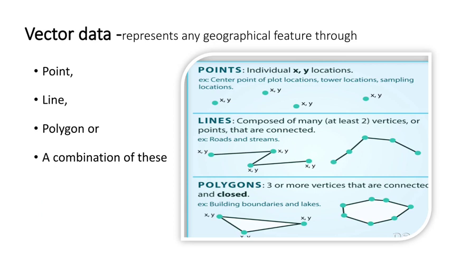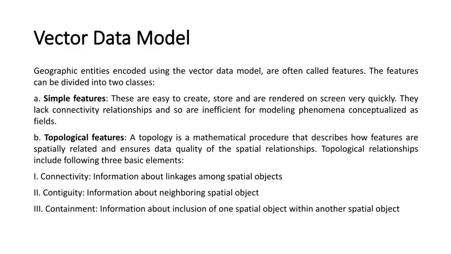So here we have discussed that spatial data can be categorized into vector type and raster type. Vector data means these spatial data can be represented either as a point, line, polygon, or a combination of these. The vector data model is also called features. It can be divided into two classes.